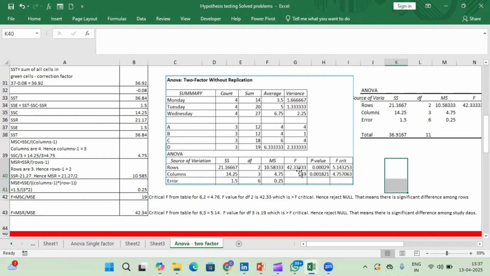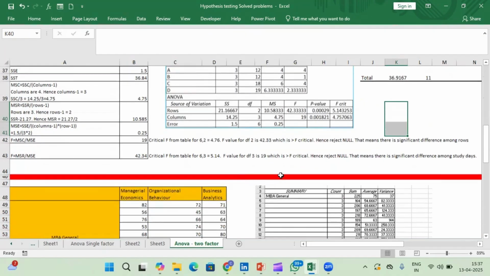This is how you compute the F values for the two-factor ANOVA. Another problem is given here.